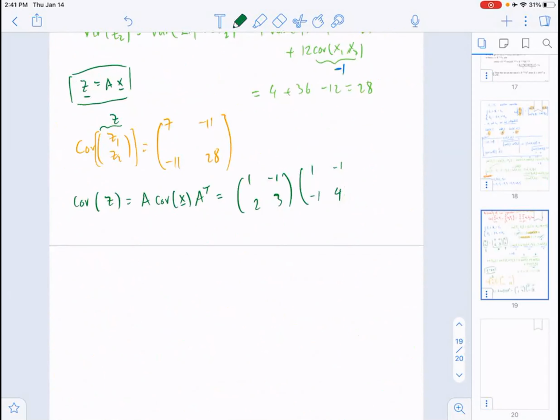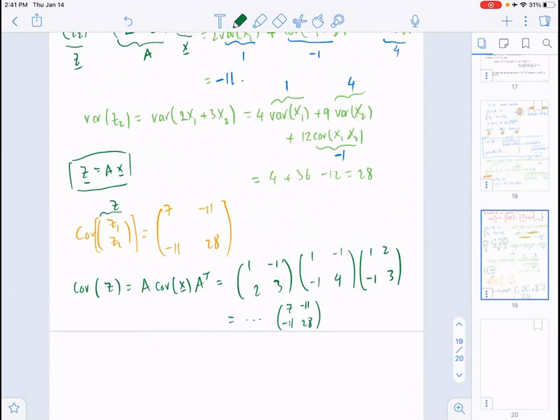And then the transpose of this guy, which is 1, 3, I just flip the off diagonal. So now I can multiply out, and hopefully I get this. I'll let you do the math and see later for yourself whether this has to come out as 7, -11, -11, 28. Okay, so this formula just reduces the problem to a matrix multiplication.